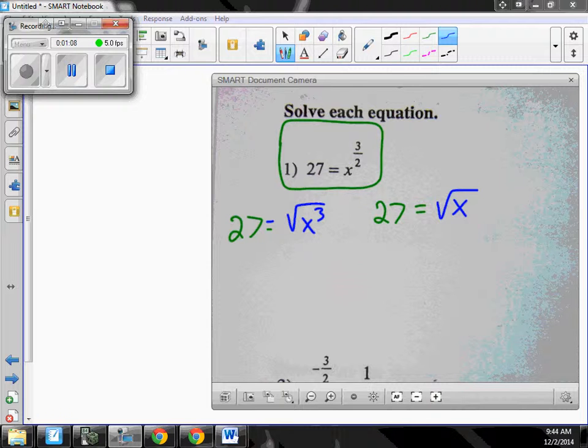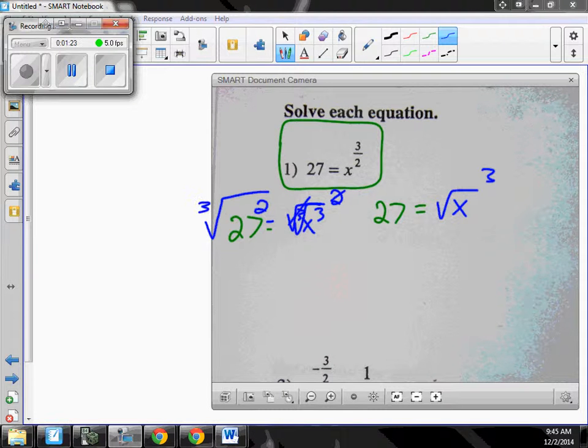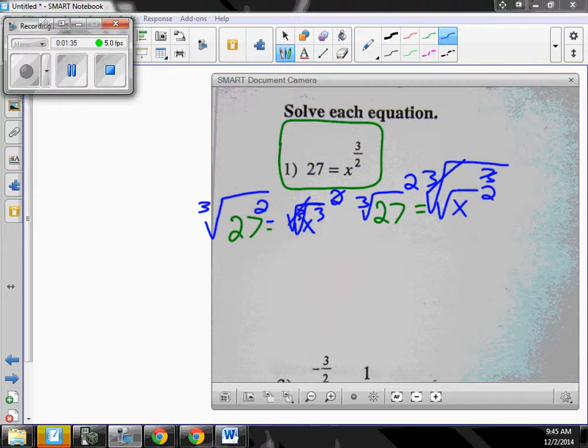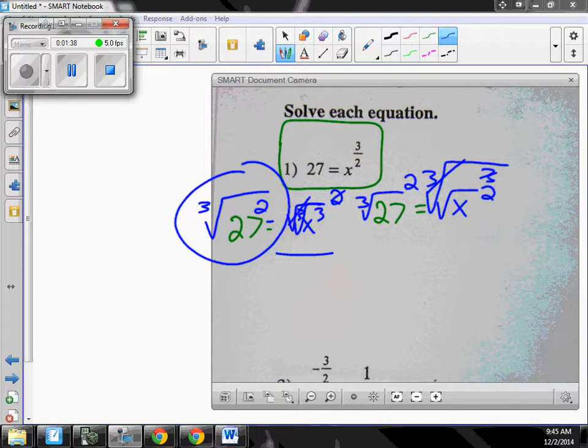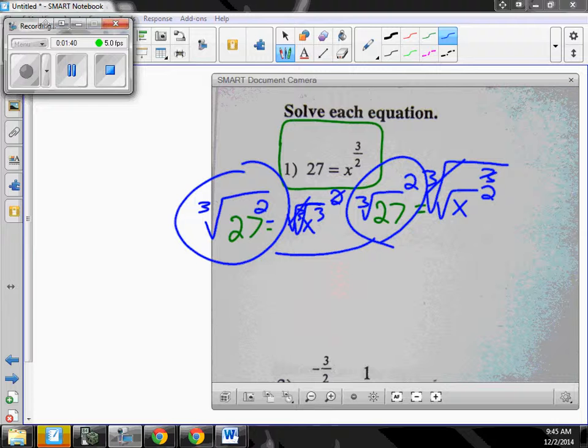Okay. So how do I undo a squared? Or square root? I square it. So this cancels that. How do I undo x to the 3rd? Cube root. So this ends up being the cube root of 27 squared. Over here, I need to undo the 3rd first. So I 3rd root it, and then I square it. So 3rd root, and then squared. And notice, this and this are really the same thing, right? It's just a difference of putting the 2 on the inside or the outside.